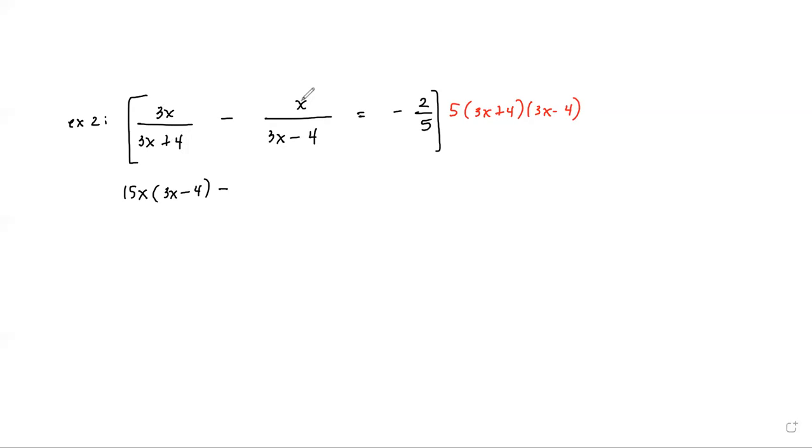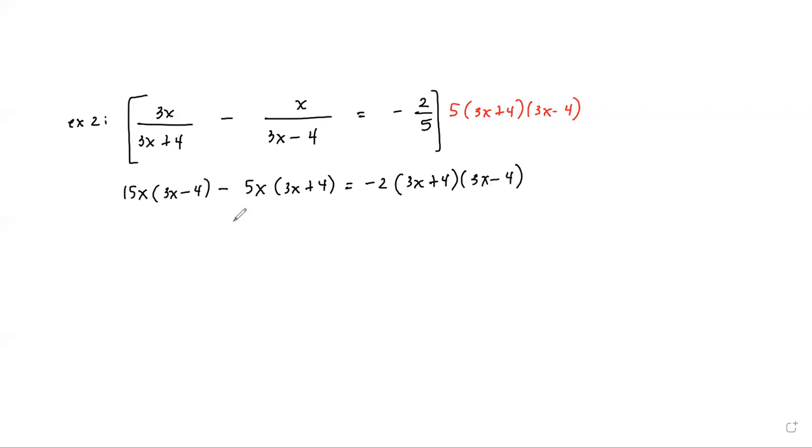So we're multiplying x and 5 and 3x plus 4. So that's going to be 5x times 3x plus 4. And then for the right side here, multiplying by the LCD, 5 will cancel out. So negative 2 will be multiplied to 3x plus 4 times 3x minus 4.